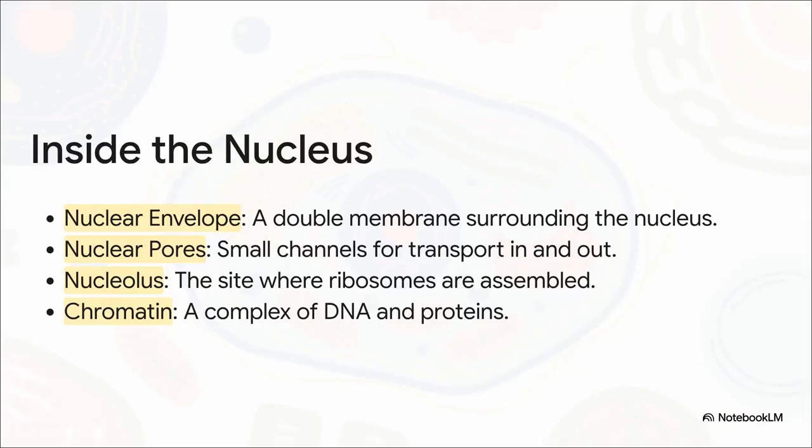What's so amazing is just how organized this control center is. The nuclear envelope is like a high-security, double-layered wall. The nuclear pores are like guarded gates, carefully controlling what comes in and what goes out. Inside, you'll find the nucleolus. ये basically ribosome बनाने की factory है.